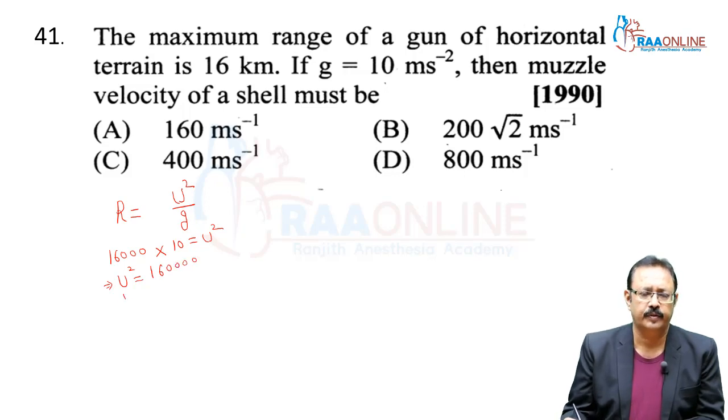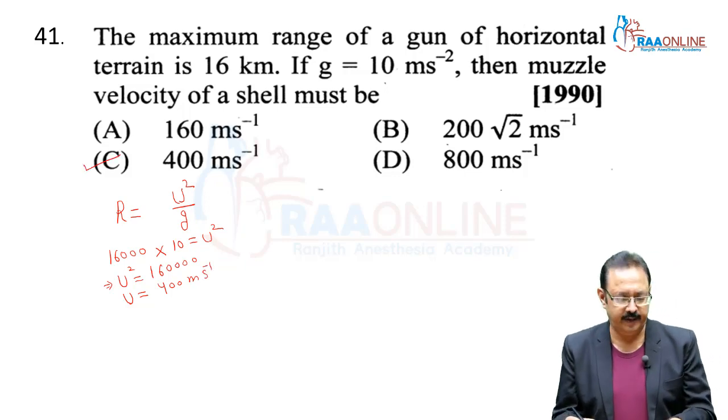160,000. So what should be the square root? Square root of 160,000 is 400, so take 20 meter per second. So we are going with option C.